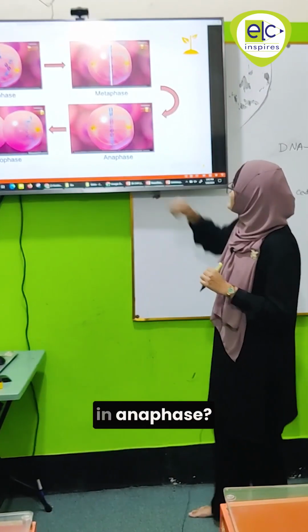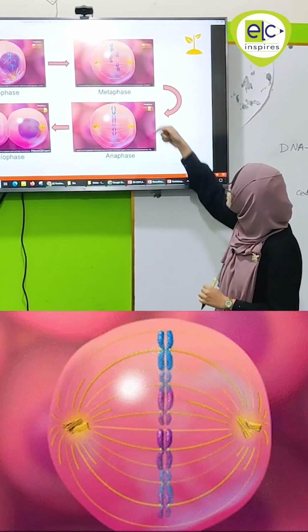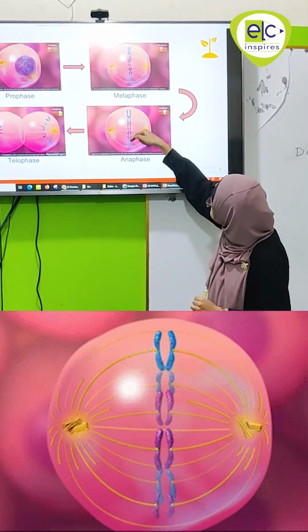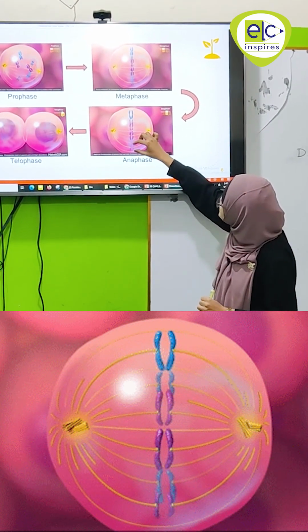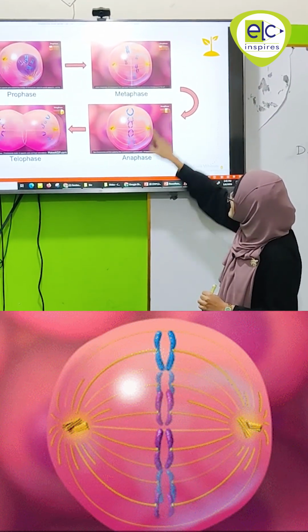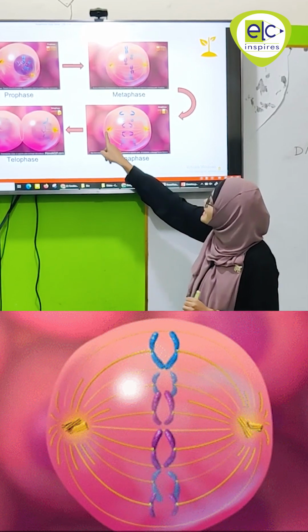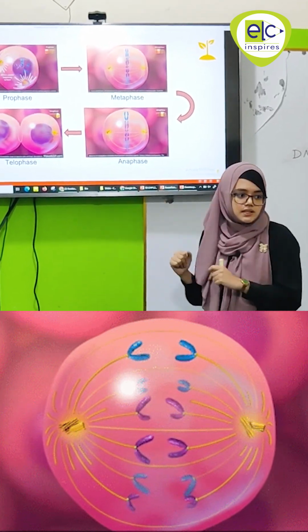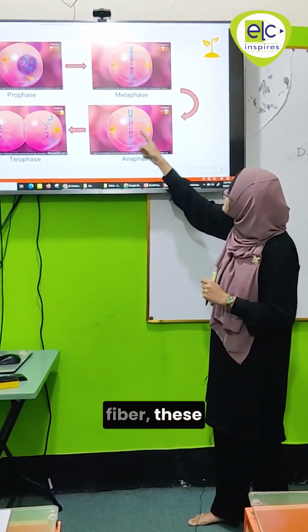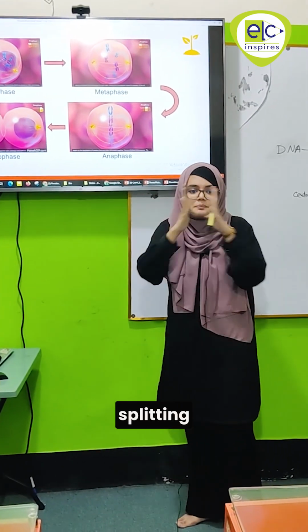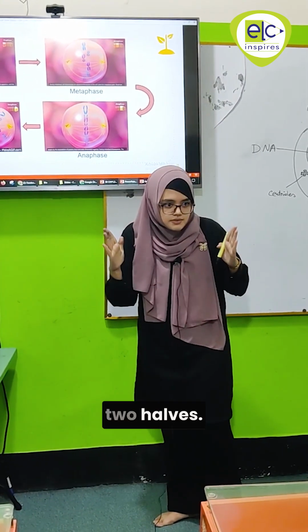Now what happens in anaphase? This is very interesting. The chromosomes will split from the middle, and one chromatid will move to one end of the cell and another chromatid will move to the other end of the cell. Because here the spindle fibers will contract, splitting the chromosome into 2 halves.